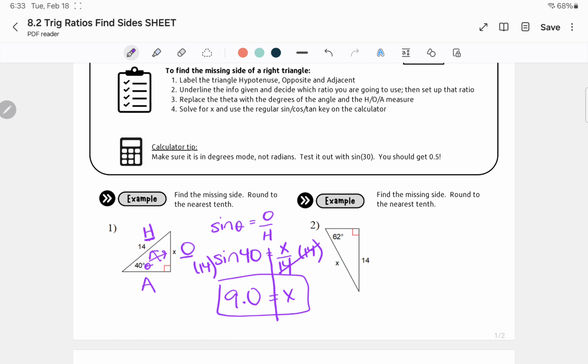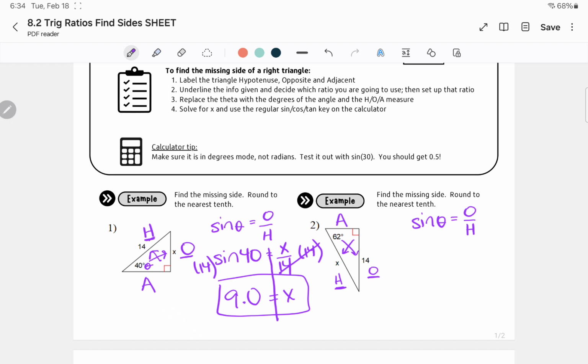All right, I'm going to do one more example. Actually, let's look. I'm going to do three examples, and you're going to do the last 3 by yourself. All right, so here's another one. Let's start by labeling. Our hypotenuse is here. Our opposite would be here, and our adjacent is here. So we have an O and H again. So this time we're going to be using, yes, sine again. So we're going to write down sine of theta is equal to O over H.